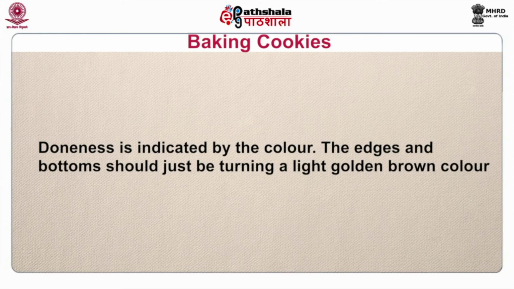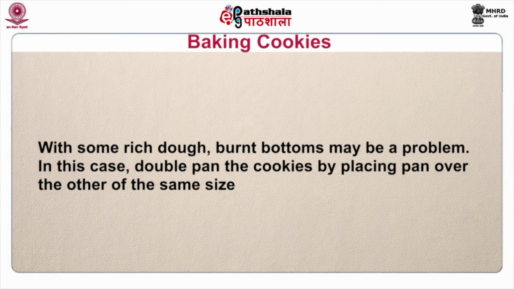Doneness is indicated by the color. The edges and bottoms should be turning a light golden brown color. With some rich dough, burnt bottoms may be a problem. In this case, double pan the cookies by placing one pan over another of the same size. Proper baking is a major factor in the production of quality cookies. A cool oven produces a pale color, while a hot oven may produce too dark a color.